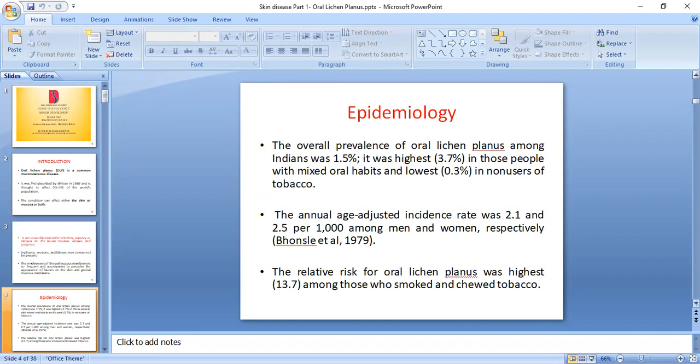The overall prevalence of oral lichen planus among Indians was 1.5%. It was highest, 3.7%, in those people with mixed oral habits and lowest in non-users of tobacco. So mainly tobacco is the etiological factor. The annual age-adjusted incidence rate was 2.5 per thousand among both men and women. It was given by Bosley et al. in 1979. The relative risk for oral lichen planus was highest, that is 13.7, among those who smoked and chewed tobacco.